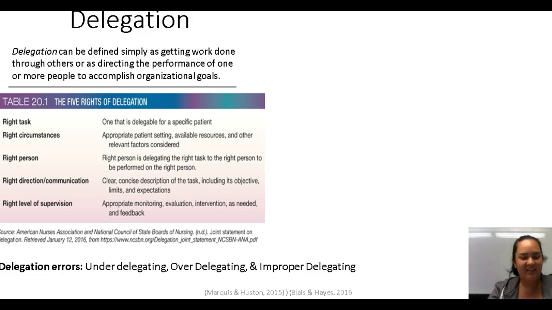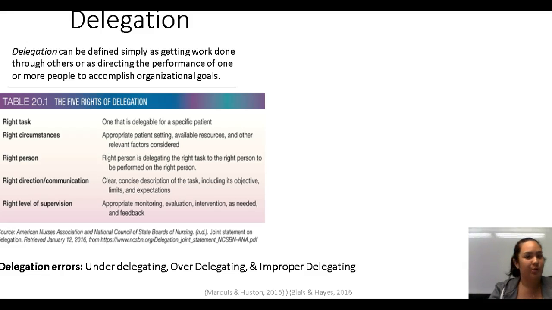As for the level of supervision, once everything is done, you would go back and evaluate the task that was performed, and if anything needed to be fixed or any extra feedback you could give to that particular person who did that task. In this situation, if the nurse and the tech were both off the unit or not available to help put the patient onto a bedpan, you could delegate that task to the charge nurse. So the charge nurse is an appropriate person to perform this task, and as long as the bedpan is available, she should have the right circumstances.